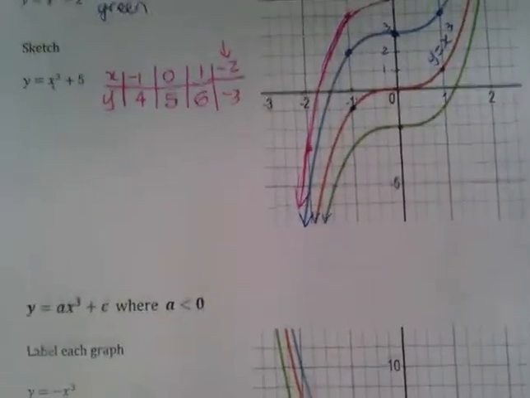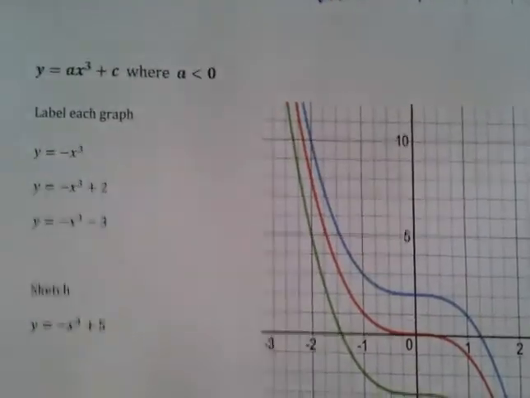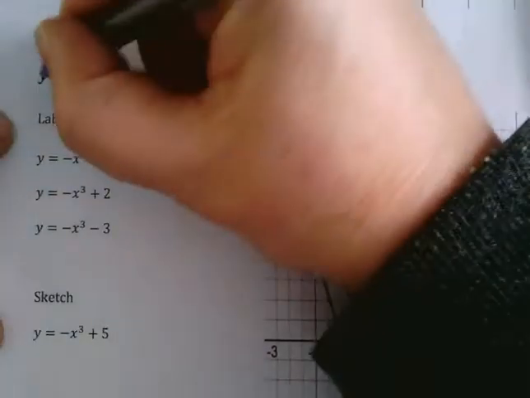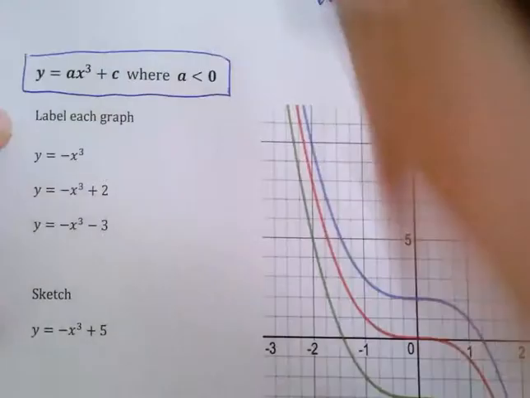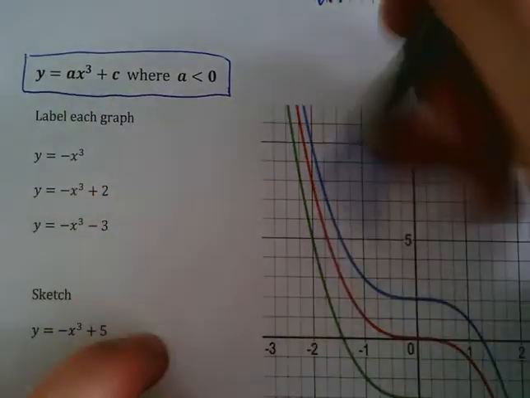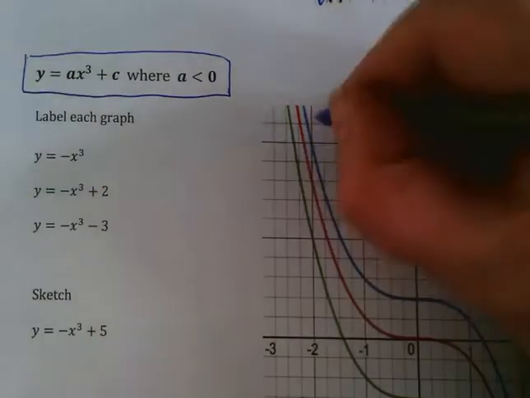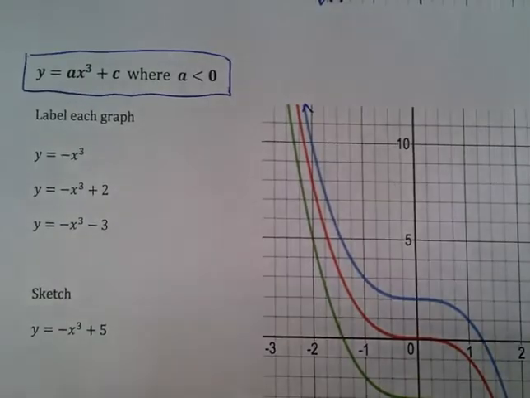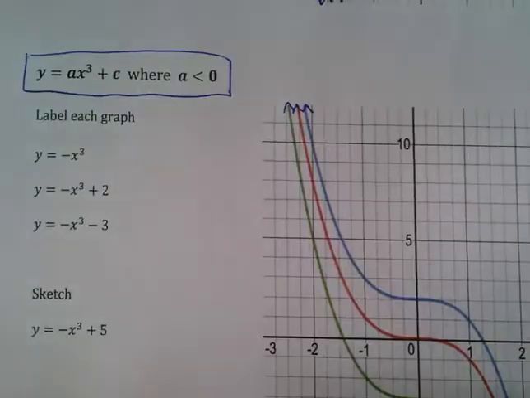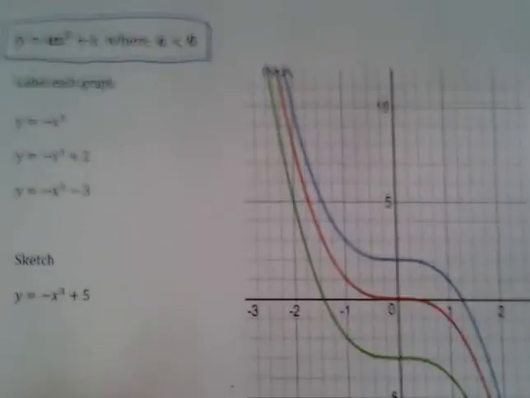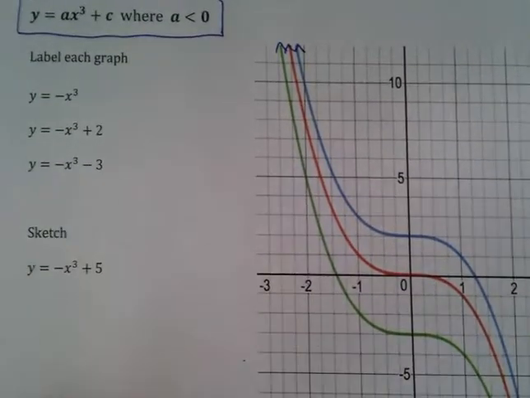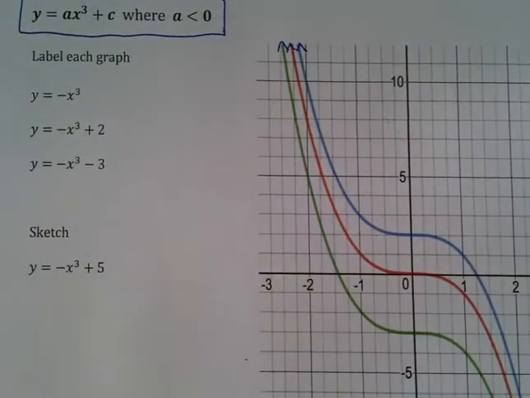All right, let's look at the next type of graph. So this again is the y equals ax cubed plus c graph where a is negative, so it's the negative gradient, but just shifted up or down. Let's look at, from what we know so far, let's take an educated guess, and tell me which graph is which.